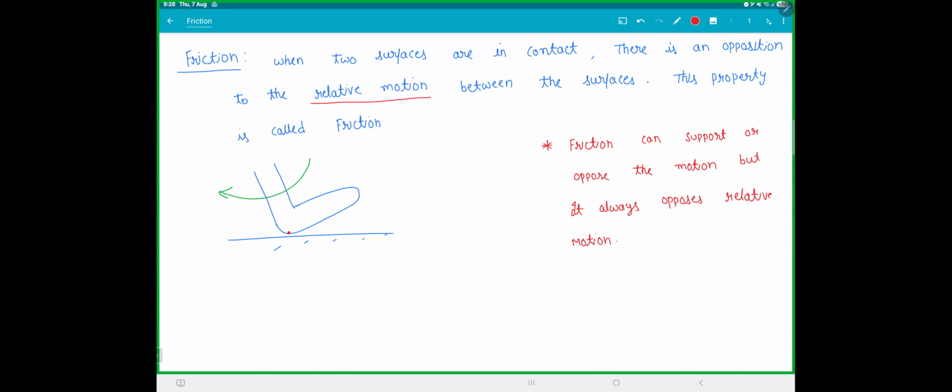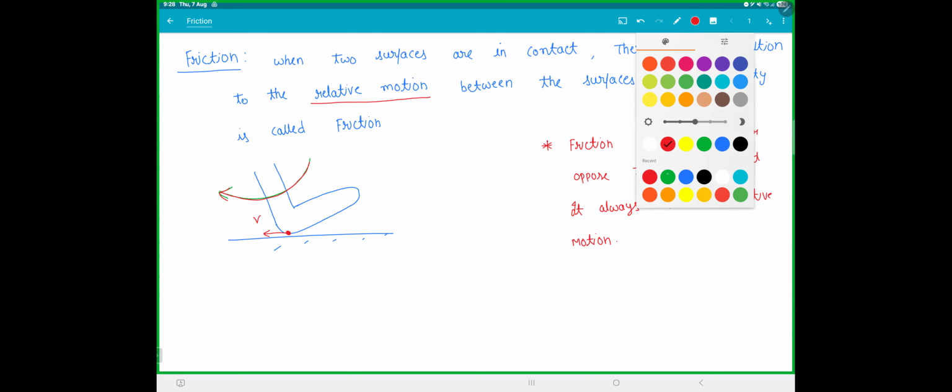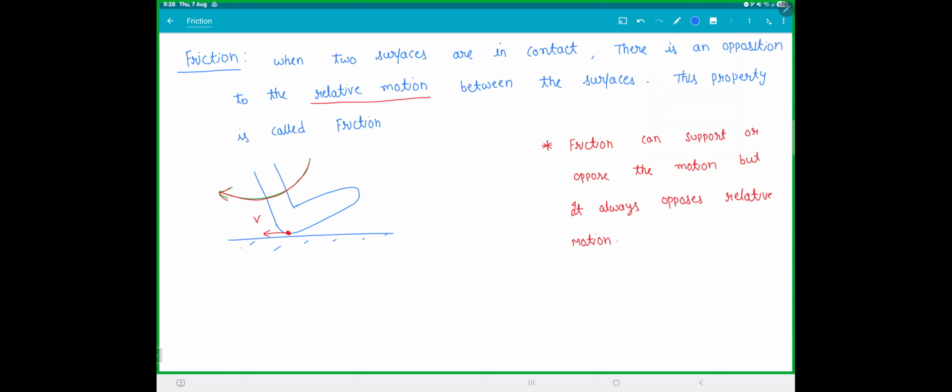If your leg is swinging backward, that means this point here on the ground is actually trying to go backward. If that point is trying to go backward, now look at this thing. The ground is not moving, which is at rest, but that point is trying to go backward. So friction will act forward. Is that making sense?